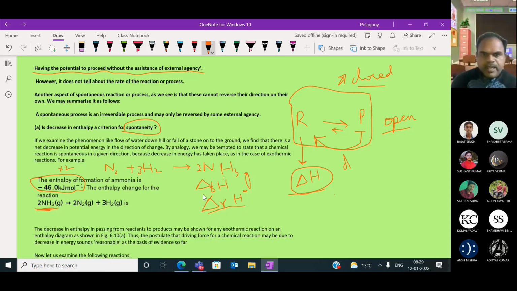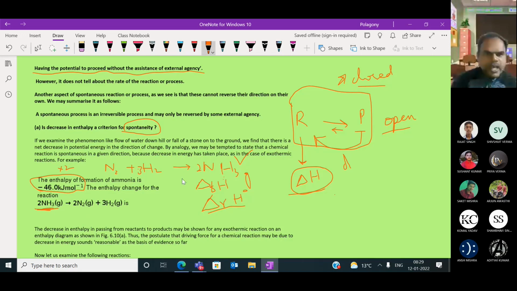Clear, everyone? Enthalpy of formation is minus 46 with respect to 1 mole. This is with respect to 2 moles as per the balanced equation. Are you understanding what I'm talking about? Enthalpy of the reaction. Now listen, the 2 moles of ammonia.